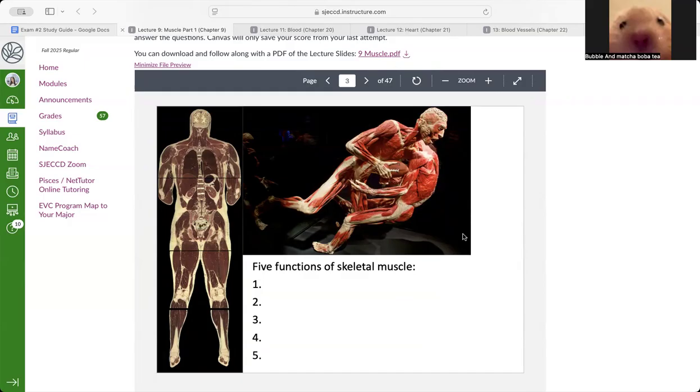It also supports your soft tissues. It stores and moves substances throughout the body. And it is also for thermogenesis, which generates heat every time a muscle contracts. The reason it does this is that every time a muscle contracts, ATP is released as a byproduct.